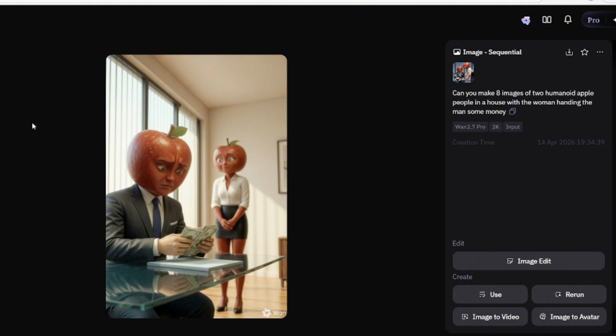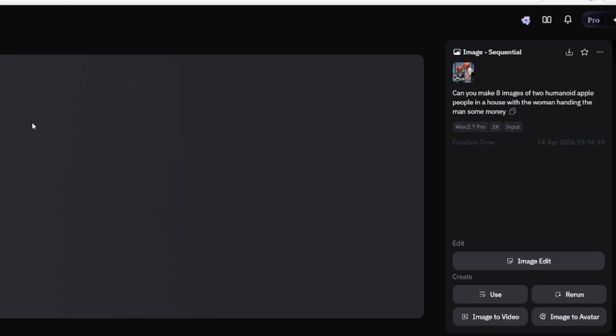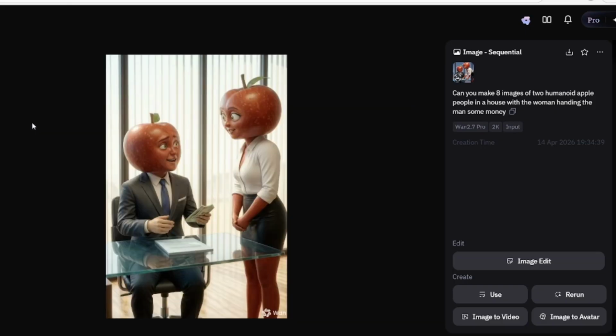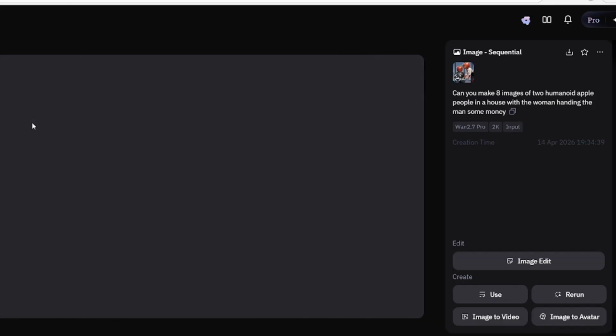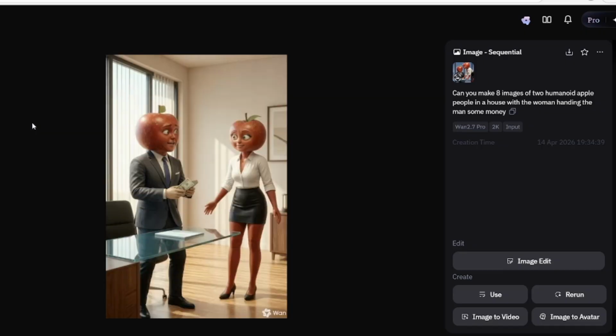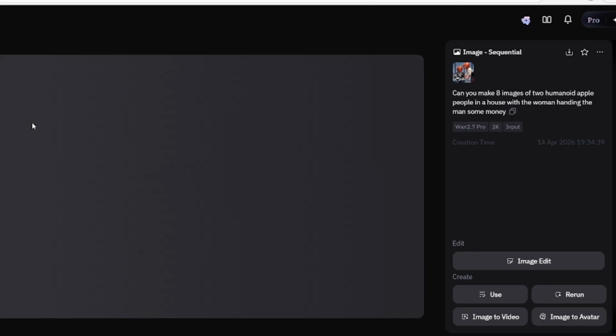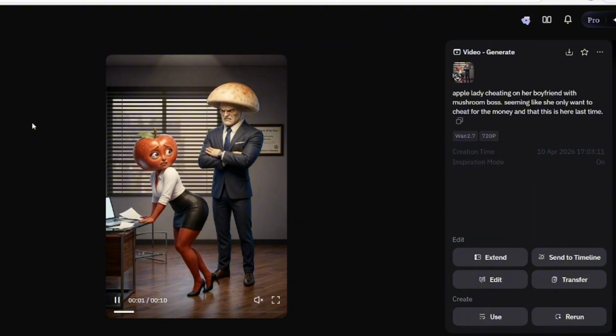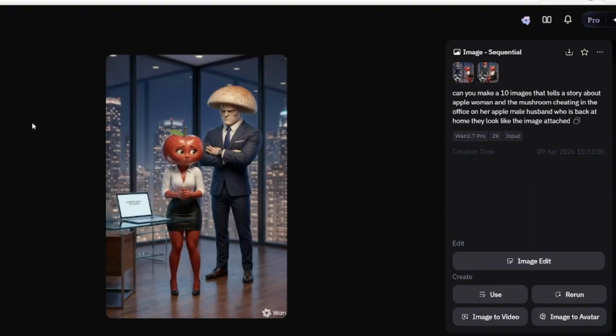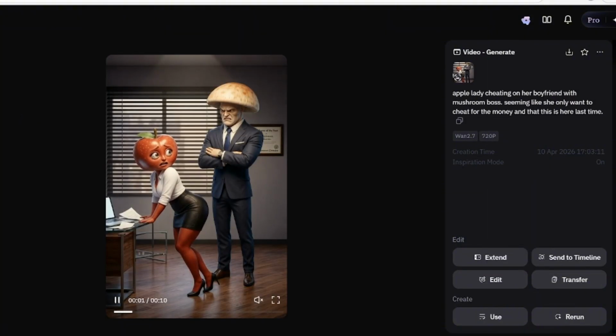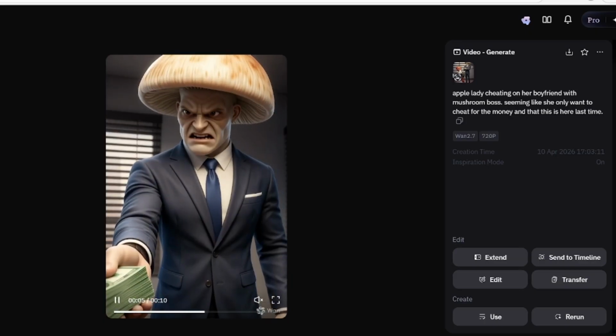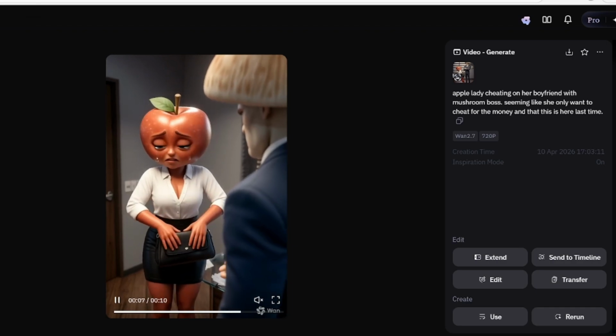Not bad, right? Me not even explaining each dialogue, who says what. Wan was able to properly understand what they should be saying and in great context, and even with the body movements. You can see her being very nervous when it comes to giving him the money and everything, but you can see the Apple man being kind of oblivious to what's going on, but very happy that she's doing it.